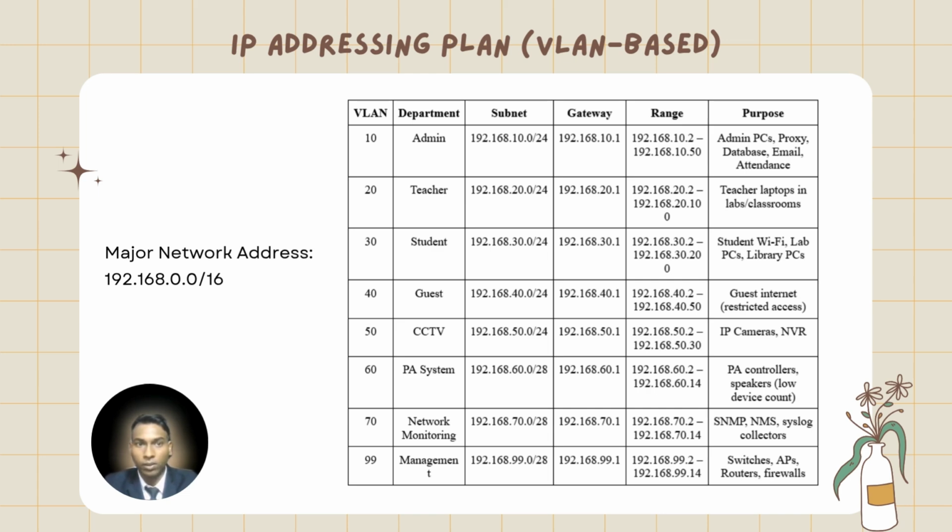Additional VLANs include 40 for guests, 192.168.40.0/24 with a gateway of 192.168.40.1 within the range of 192.168.40.2 to 192.168.40.50 with restricted access.